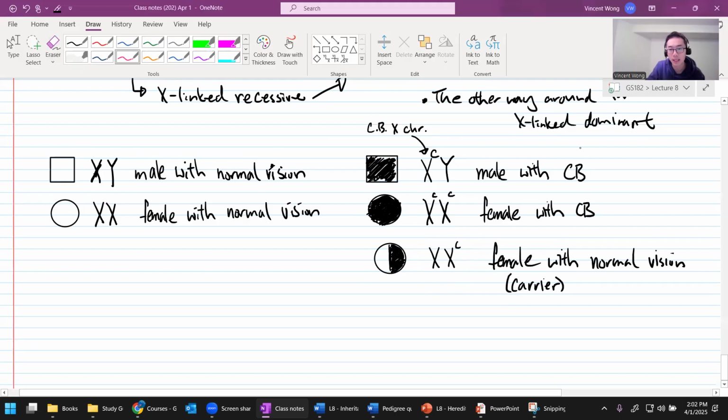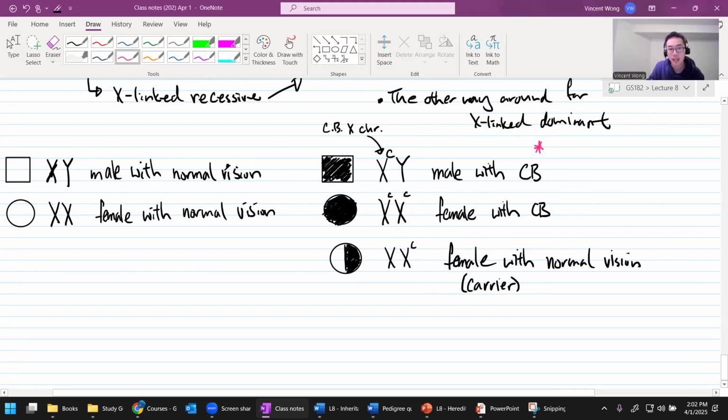Another interesting thing to know, you've got to think about this: colorblind males do not pass the mutated X to their sons. They can only pass it to the daughter. To have a son, you pass on the chromosome Y. To have a daughter, you pass on the chromosome X. So if the son is colorblind, it's from the mother, for sure.